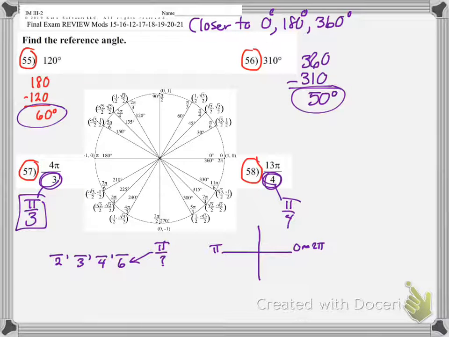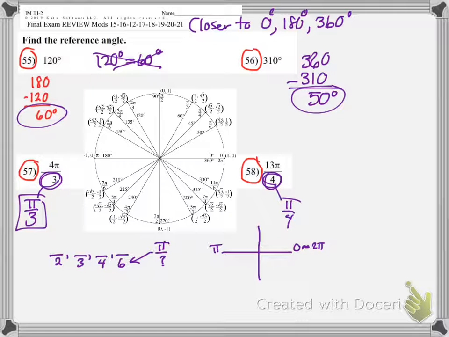I saw some of you on your final review writing this: 120 degrees equals 60 degrees. Coterminal? Nope, not even coterminal. Sharing the same reference angle, yes. But they're not equal to each other.